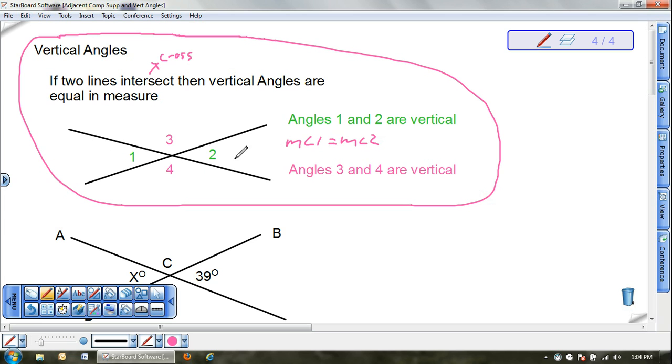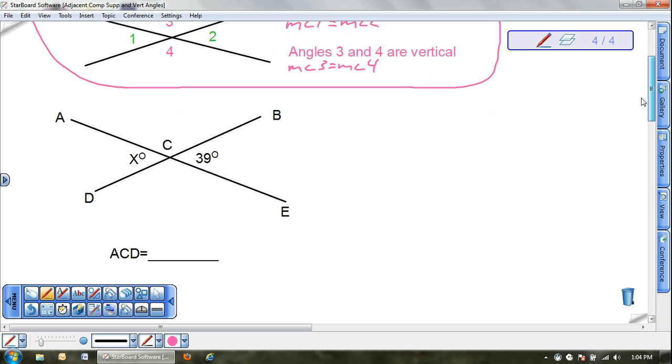Okay, so with that same idea, 3 and 4 are also equal. So the measure of angle 3 equals the measure of angle 4, because they also are vertical. Okay? So these two equal each other and these two equal each other, but 1 does not equal 3. That's a linear pair. Those add up to 180, just like the previous ones. But 3 and 4 are actually equal. Okay, so let's take a look at an example problem.